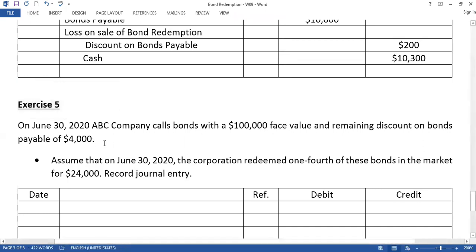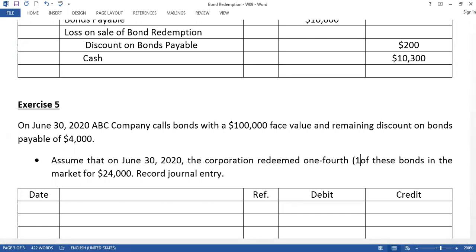On June 30, 2020, ABC company calls a bond with a $100,000 face value, and the remaining discount on bonds payable is $4,000. Assume that on June 30, 2020, the corporation redeems the bonds, but not all of them. They buy back 1/4 of these bonds in the market for $24,000.